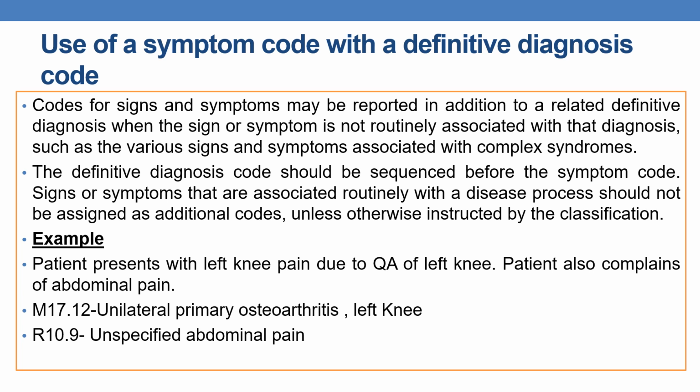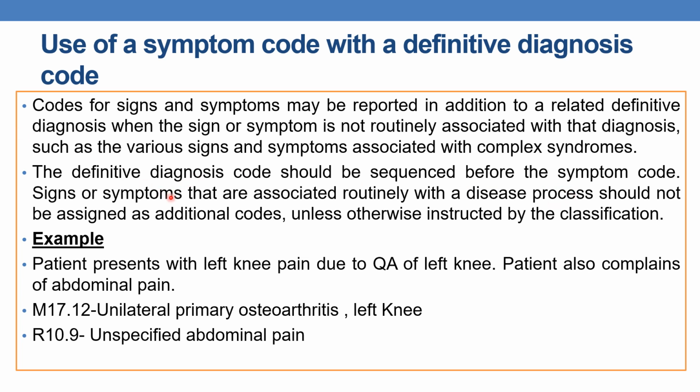Now coming to the next guideline, use of a symptom code with a definitive diagnosis code. Codes for signs and symptoms may be reported in addition to a related definitive diagnosis when the sign or symptom is not routinely associated with the diagnosis, such as the various signs and symptoms associated with complex syndromes. There are two scenarios here. Whenever the symptom is unrelated to a definitive diagnosis, then along with the definitive diagnosis, you can code the symptom. And second, whenever the symptom belongs to the definitive diagnosis but is not routinely associated with the diagnosis, in that case also you can code that symptom. And the definitive diagnosis code should be sequenced before the symptom code.